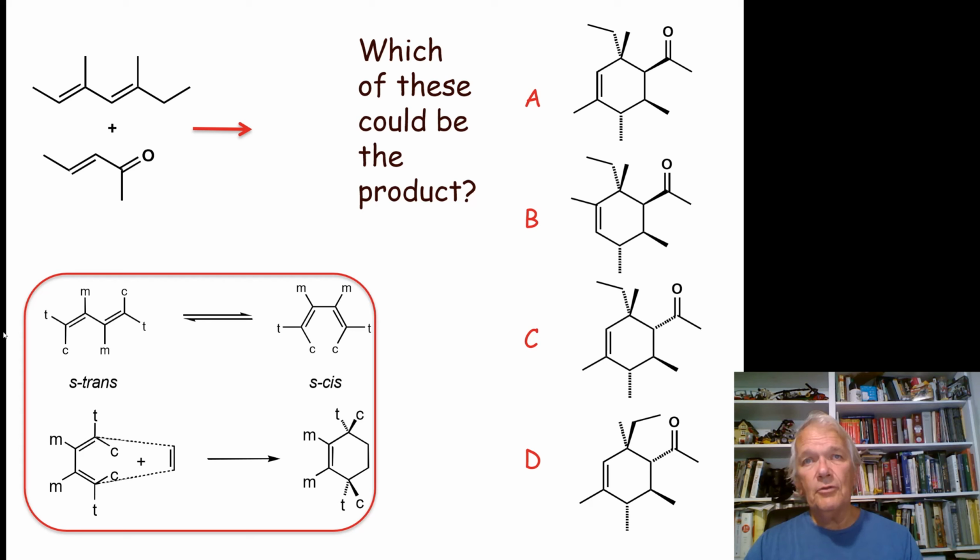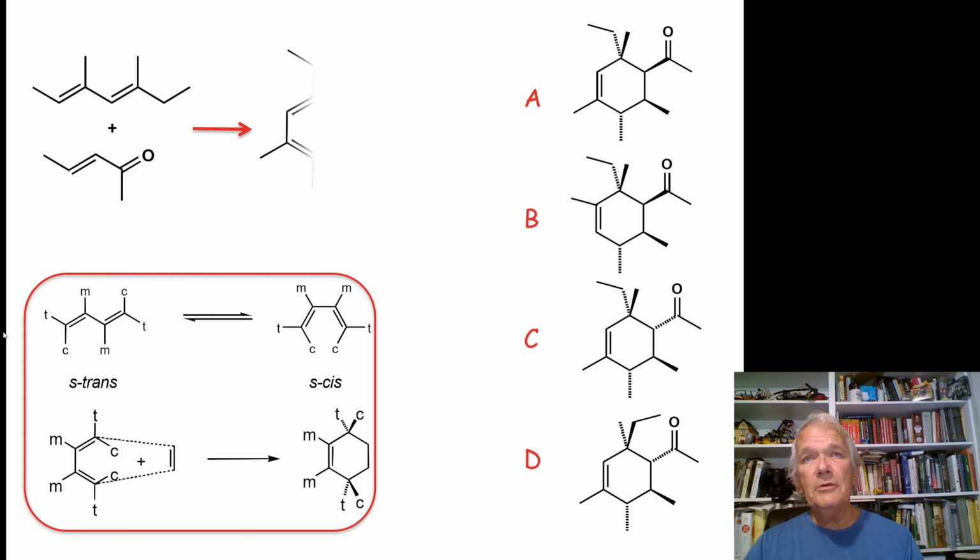Okay, let's go through it. The first thing I'm going to do is redraw this in the cisoid configuration, and all I've done is rotate around this central single bond between the two double bonds. This is now the cisoid configuration, ready to do the reaction, and those are going to be the new bonds. And the key thing is these groups which are pointing out, these are the so-called T positions. They must be cis in the product, and so the ethyl and the methyl must be cis.